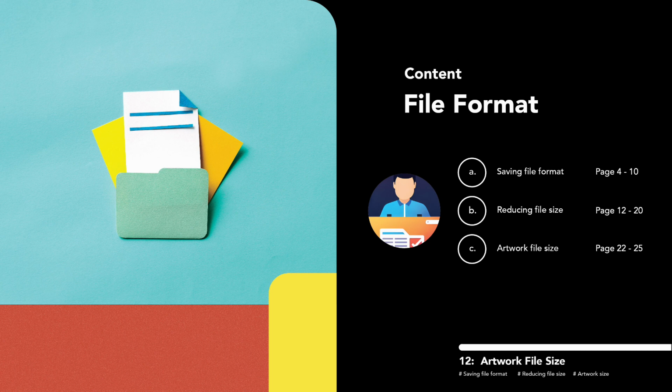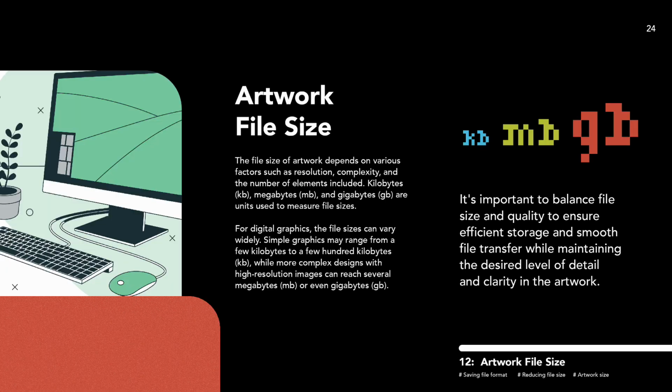We have done two subtopics, and now we have come to the third subtopic in topic 12, which is artwork file size. The file size of artwork depends on various factors such as resolution, complexity, and the number of elements included in the design. Kilobytes, in short KB, megabytes, in short MB, and gigabytes, GB, are units used to measure file sizes.